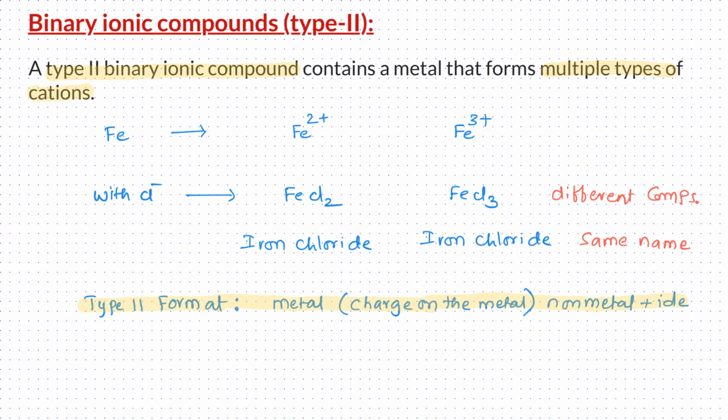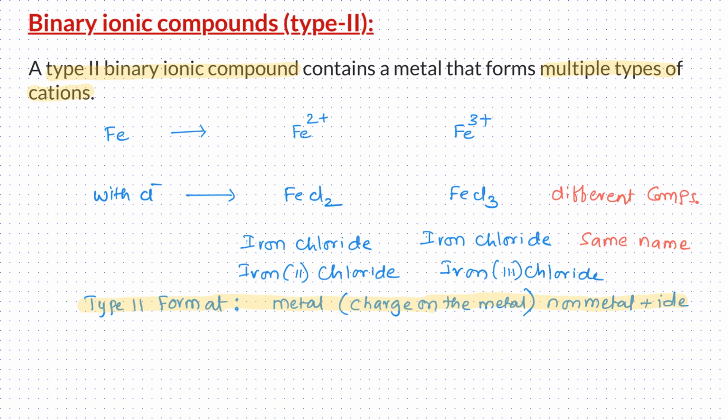Let us follow this format and name the two compounds FeCl2 and FeCl3. First, FeCl2 has Fe2+ and 2 Cl- ions. So the format is iron followed by the charge on the iron, that is 2, followed by the nonmetal plus IDE, that is chloride. Therefore, FeCl2 is iron(II) chloride and FeCl3 is iron(III) chloride.